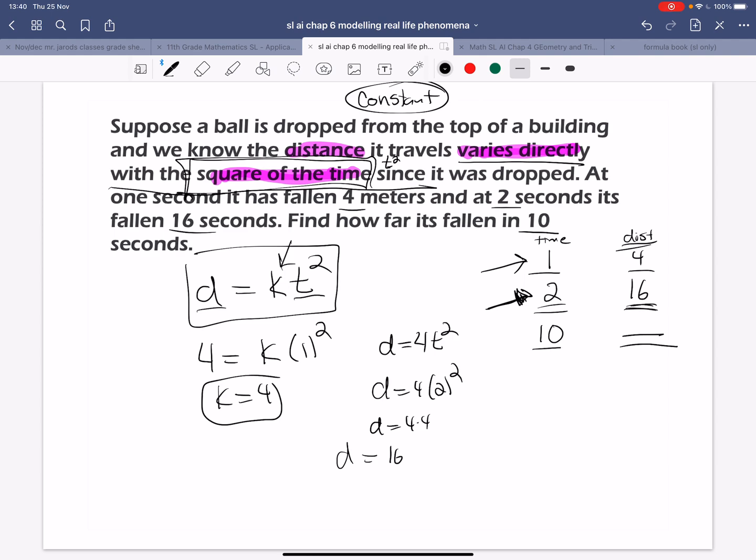So now all we've got to do is use this formula, distance equals 4t squared, to figure out how far it travels when it goes 10 seconds. Distance equals 4 times 10 squared. We're just replacing the t with 10. So distance equals 400.